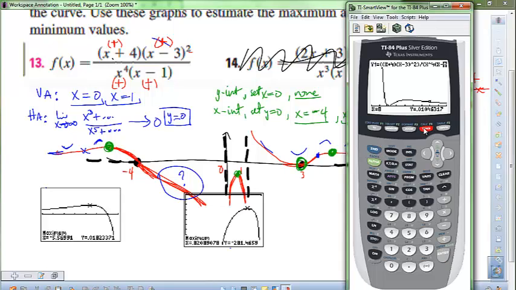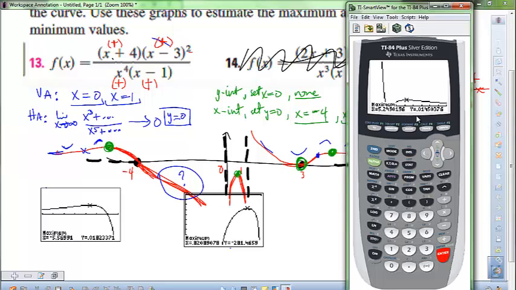Go to calculate. We're finding the maximum. The left bound, I'm going to type 3 in for the left bound because I know that the minimum is happening over there. Now the maximum, I'm going to go past 5. I think we had 8 last time for the right bound. And then I'm going to use the same value for my guess. So here's our maximum value.